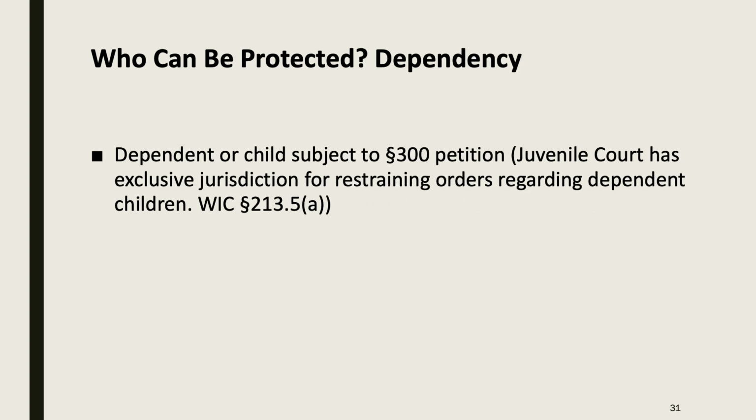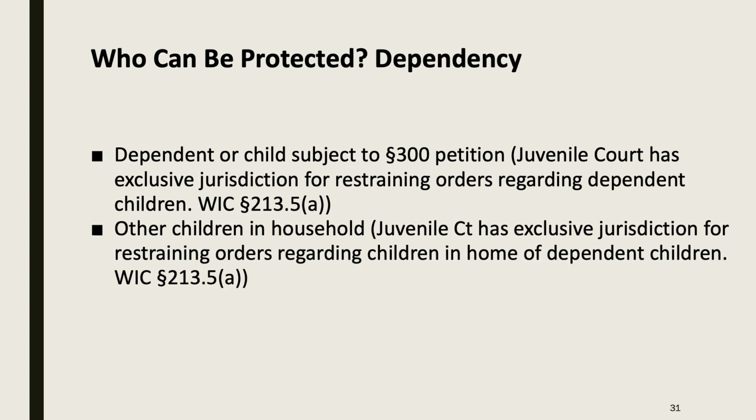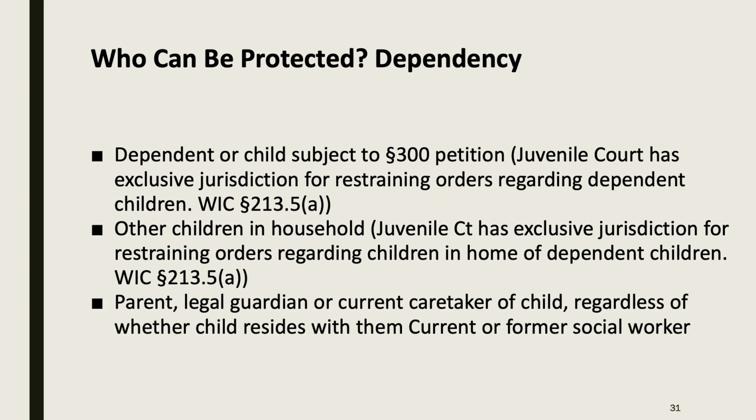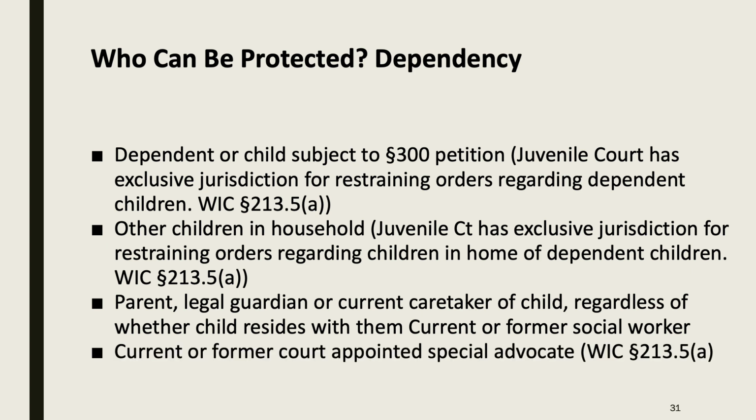And who can be protected? Well, in dependency, the dependent or child subject to a 300 petition, because the juvenile court has exclusive jurisdiction for restraining orders regarding dependent children. So in dependency, a dependent or child subject to the petition can be protected. Other children in the household can be protected for the same reason. Juvenile court has exclusive jurisdiction for restraining orders regarding children in the home of dependent children. A parent or legal guardian or current caretaker of a child, regardless of whether the child resides with them, a current or former social worker, a current or former court-appointed special advocate.